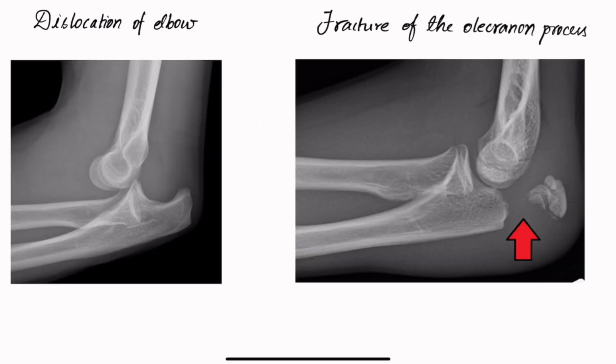Now let's look at the clinical anatomy of ulna. During dislocation of elbow, the olecranon process of ulna is shifted or displaced posteriorly. As a result, the elbow is kept in a slightly flexed position. The fracture of olecranon process of the ulna is quite common. However, the fracture of coronoid process is not that common.